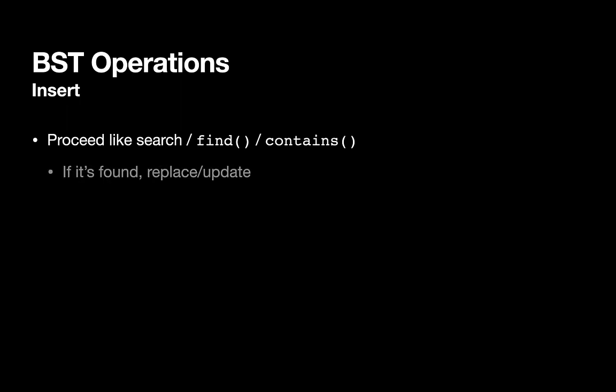Now that we've looked at min and max and find, let's talk about inserting and removing data from binary search trees. So we'll start off with the insert. The insert actually is very similar to the find or contains operation that we've already looked at. It'll start by doing the find or contains. If it finds the item, great, it updates it or replaces it.